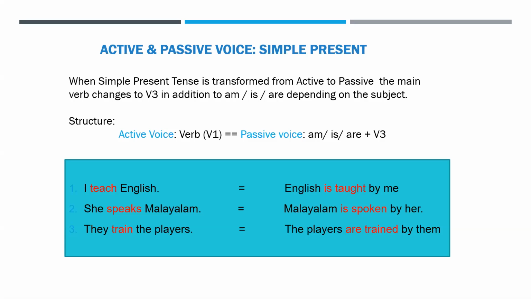The next one, they train the players. So again, identify the subject, the verb, and the object. So here you have plural objects, right? So they is your subject, train is your verb, and the players is your object. So the players are trained by them. So train changes to trained, V3 form. And before the V3 form, you need to take up the helping verb because it is plural, the players. So can I use is? No, that's wrong. So what will I say? The players are trained by them, right?